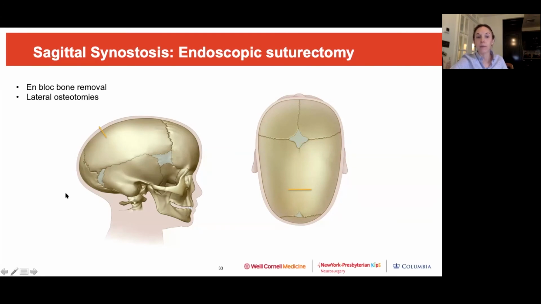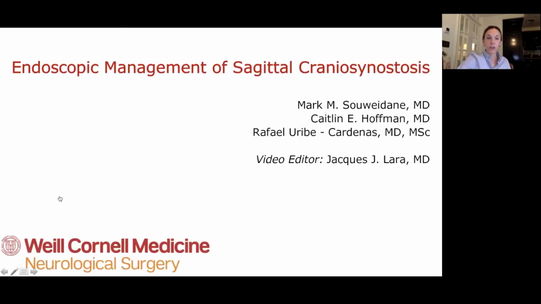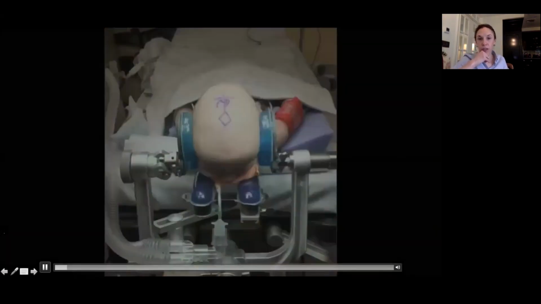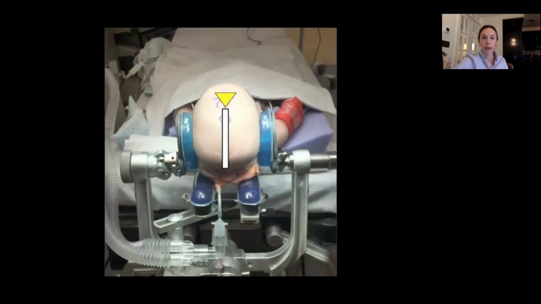The skin's going to limit you, so you put a linear incision there. This is what this looks like. Again, you're positioning this child differently, in the Sphinx position, not on their back. That's where the incision is placed. This is the endoscopic view.